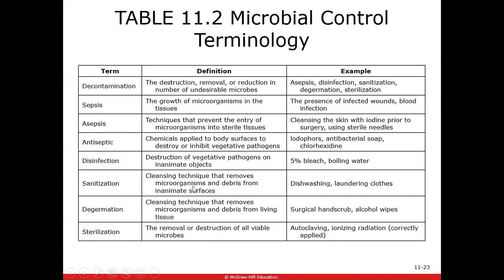Sanitation, cleansing techniques that remove microorganisms and debris from inanimate objects. Degermination, cleansing technique that removes microorganisms and debris from living tissue. Then you have sterilization, removal or destruction of all viable microbes. Important to know these terms, both for this class and in general. You need to know these terms and what they actually do. And here are some examples of each of those. Like you see, sanitation is dishwashing, laundering clothes. Degermination is surgical hand scrub, alcohol wipes, hand sanitizers. Okay.